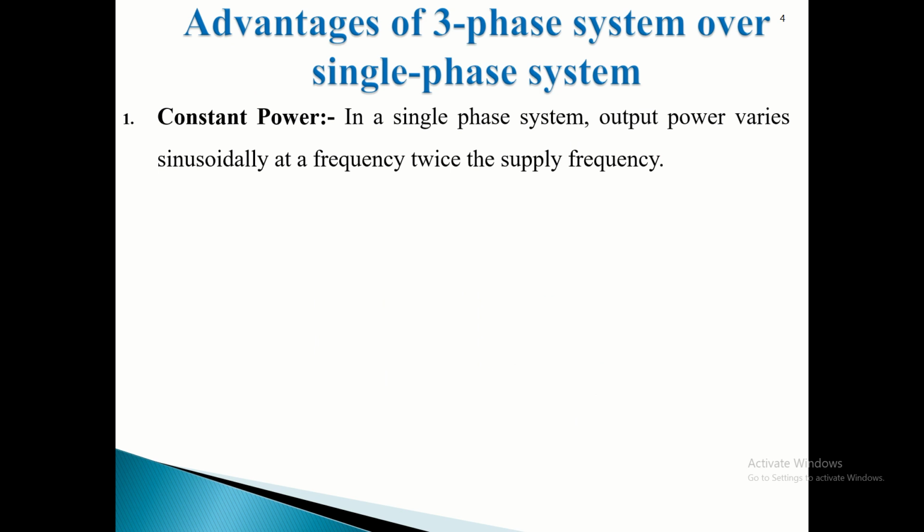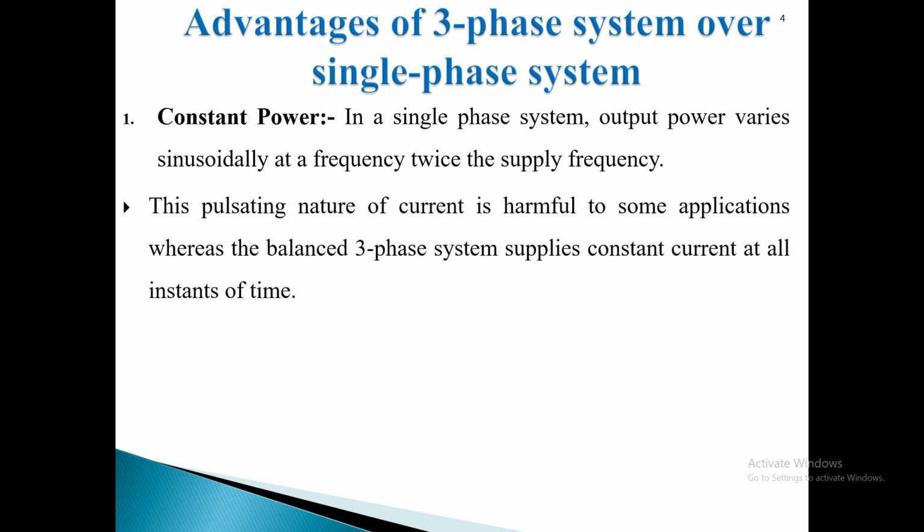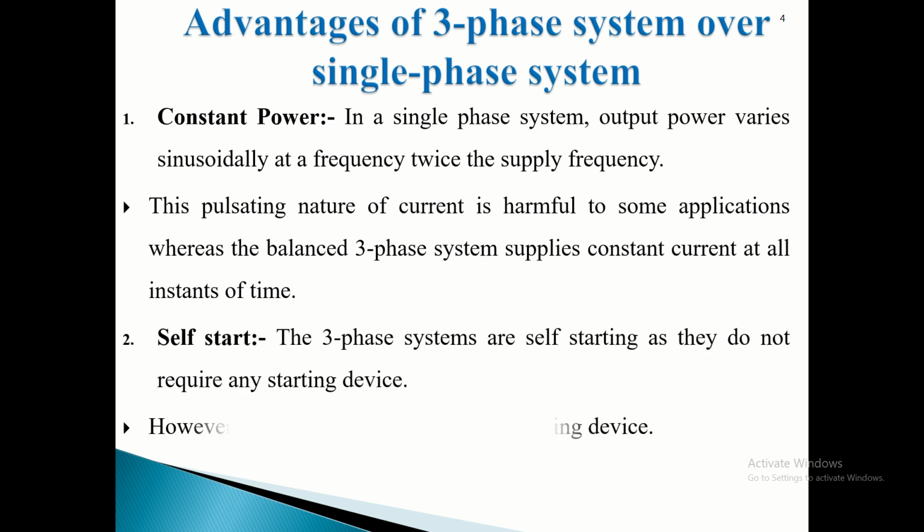Advantages of three-phase system over single-phase system. The first advantage is constant power. In a single-phase system, the output varies sinusoidally at a frequency twice the supply frequency. So this pulsating nature of current is harmful to some of the applications. Whereas a balanced three-phase system supplies constant current at all instants of time. Self-start. Three-phase systems are self-starting as they do not require any starting device or auxiliary devices. Whereas a single-phase system requires a starting device.